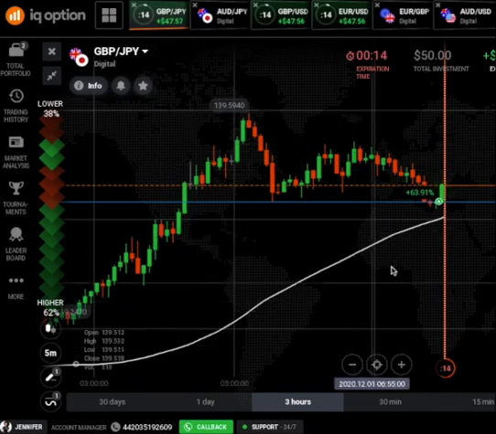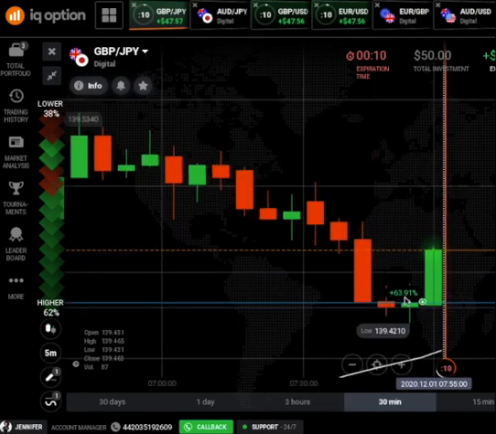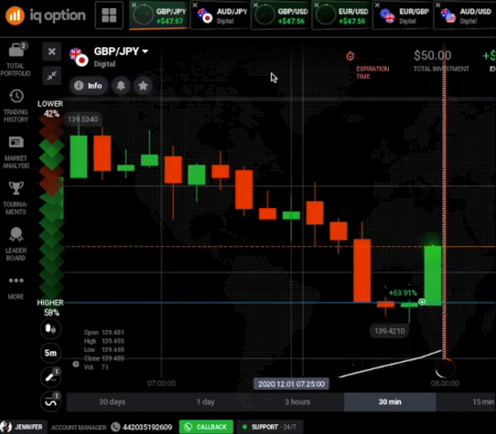This is the trend, uptrend, and the level is here. And I'm seeing a reversal candlestick here. And remember, the previous candle is also a very weak candle. So that is why I'm going with a buy here.